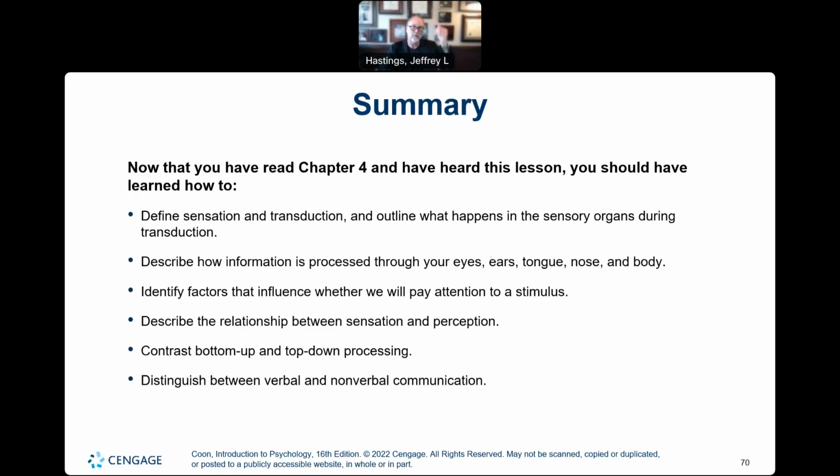So a summary of what we talked about today. We finished up about an hour, and we defined sensation, transduction, and outlined what happens in sensory organs during transduction. We described how information is processed through your ears, eyes, tongue, nose, and body, and indicators that influence whether we pay attention to a stimulus. We described the relationship between sensation and perception, and contrasted bottom-up and top-down processing. These are important test questions, as is distinguishing between verbal and nonverbal communicators.